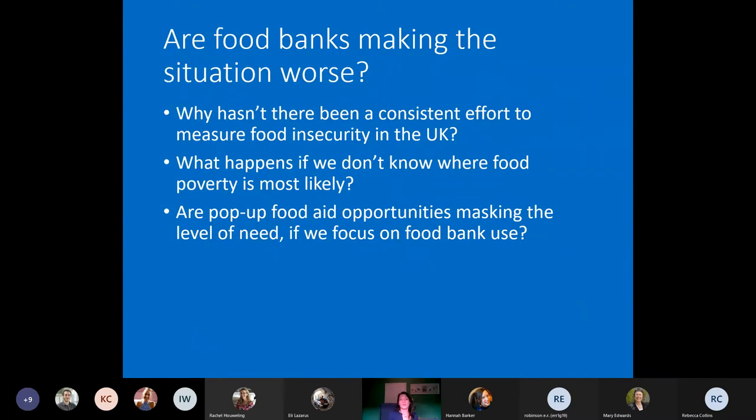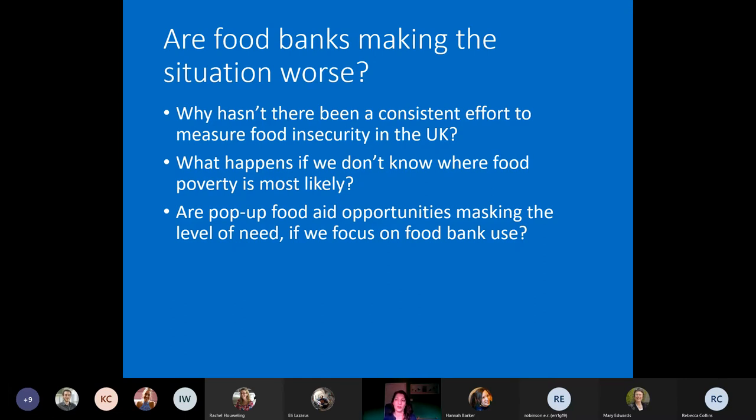Some people would say that food banks are making the situation worse because they are taking the pressure off the government to do something more comprehensively. There are questions posed like, why don't we measure food insecurity consistently in the UK? A cynical answer would be because if we measure it, then something has to be done about it. The scale of the issue and the problem will be known. If we don't know where food poverty is most likely to happen or where the prevalence is highest, then nothing can be done about it particularly.